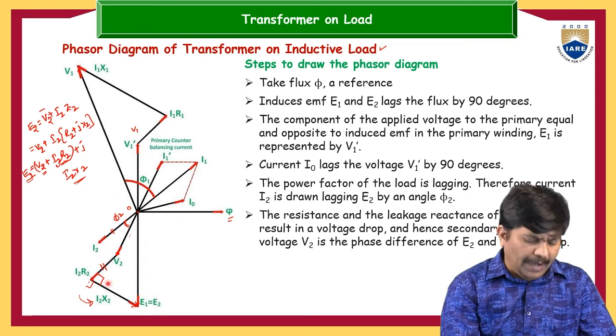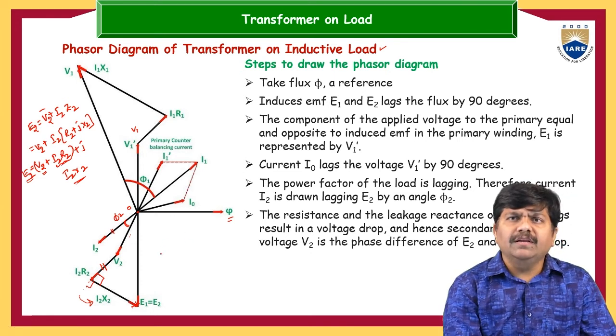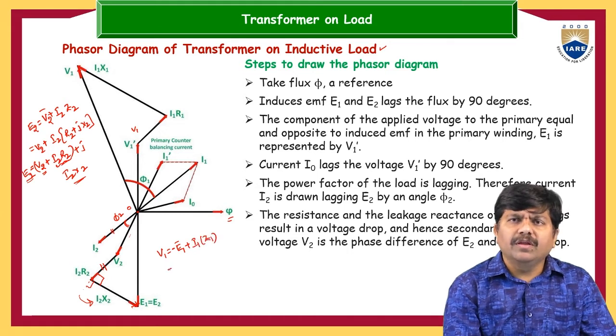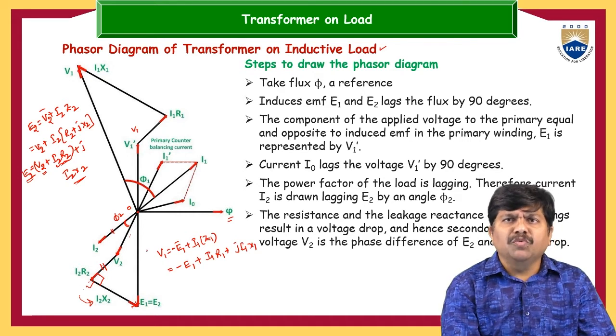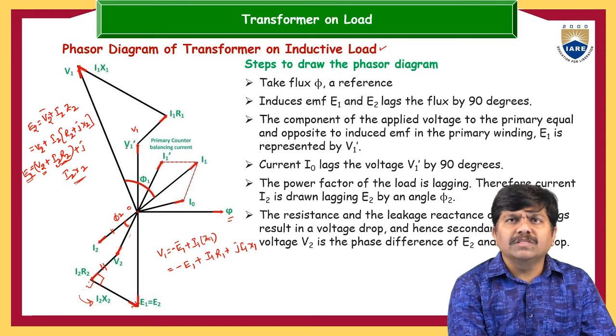And coming to the primary winding, what is the procedure? For the primary winding, the voltage balance equation is V1 equals minus E1, because both are opposite to each other, plus I1 Z1. If you want to simplify this, it is minus E1 plus I1R1 plus j times I1X1. Let us assume this is V1. For a while, please ignore this V1 dash. Let us assume this is V1 only.